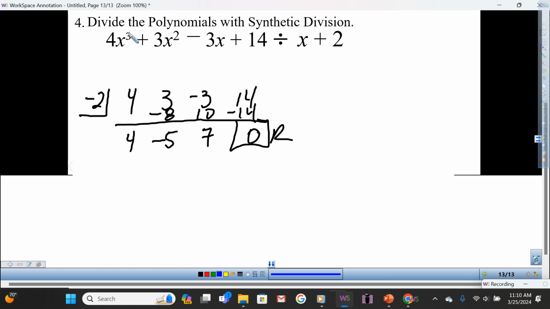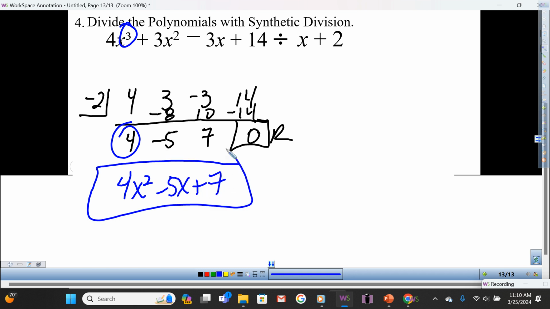So, if we started with a cubic, and we already did the division, that means this is a what? A squared. 4x squared minus 5x plus 7, and we are done. Hands up if you got that.